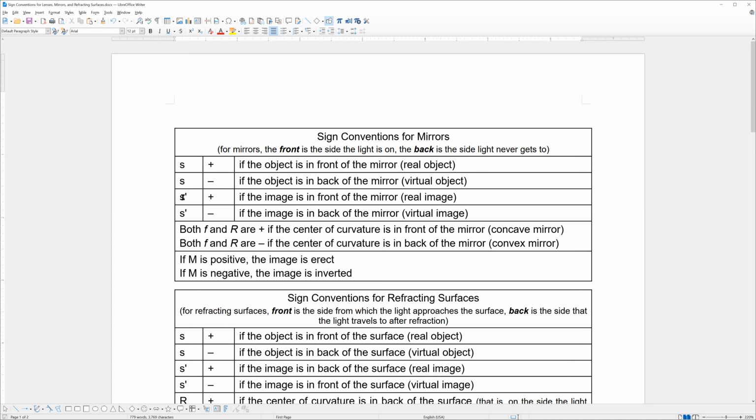And then something else we'll have is S prime. That will be the distance from the mirror to where the image forms. S prime will always be the distance from some optical element, either a lens or a mirror or something else, to where the image forms. Now, if the image is in front of the mirror, we call that a real image. If it's in back of the mirror, it's a virtual image.